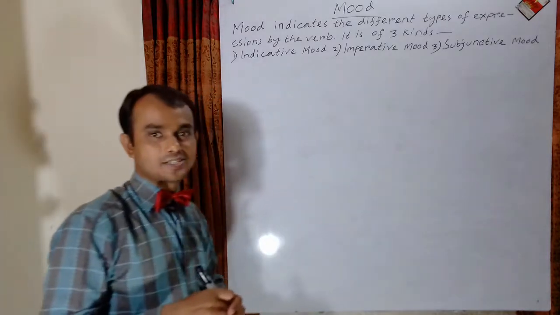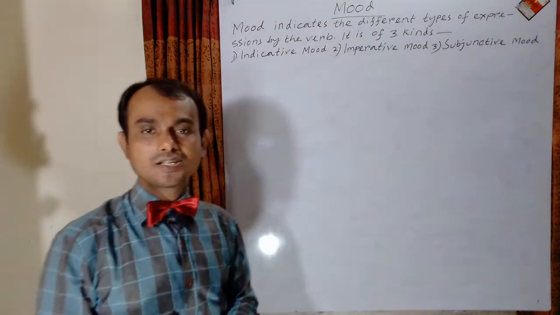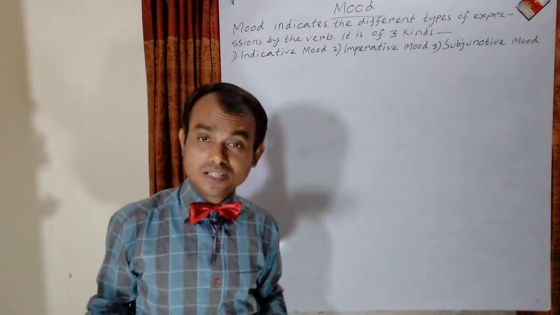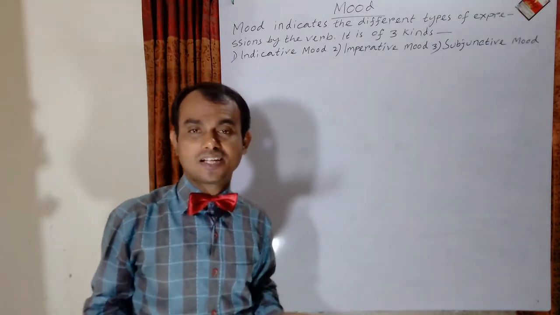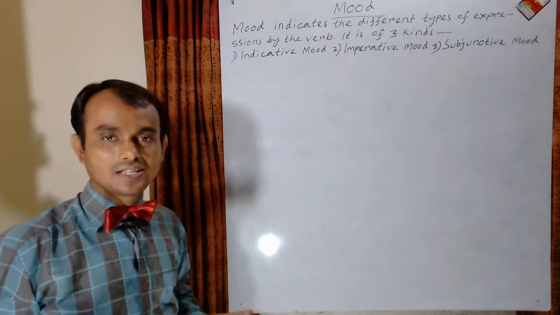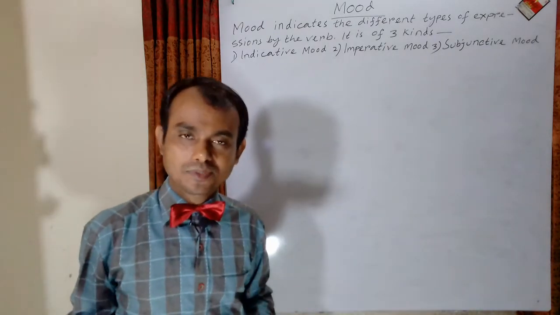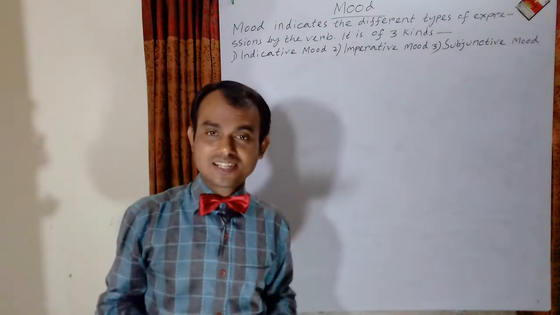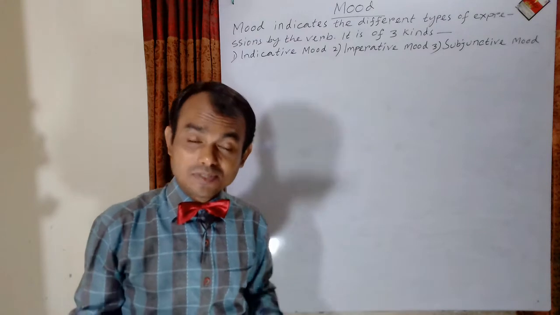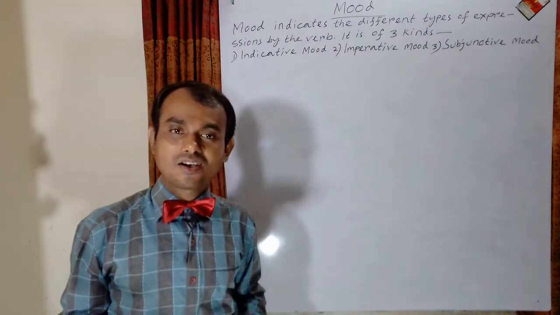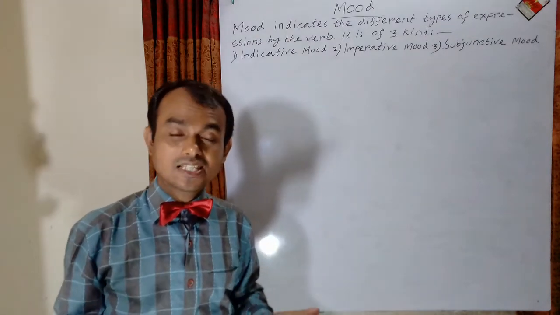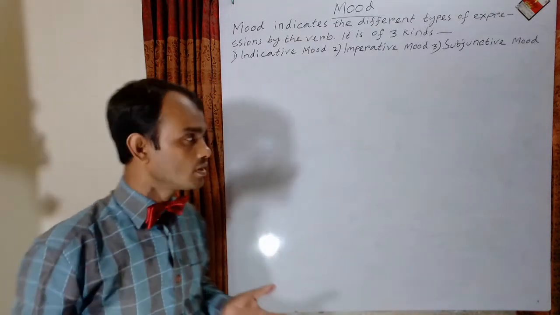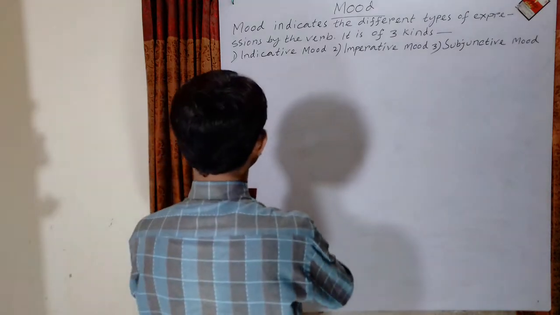Dear students, I have already written the definition of mood. Mood indicates the different types of expressions by the verb. It is of three kinds: indicative mood, imperative mood, and subjunctive mood. What is indicative mood? The mood that indicates a description, a question, or an exclamation is called an indicative mood. For example, let me write on the whiteboard.